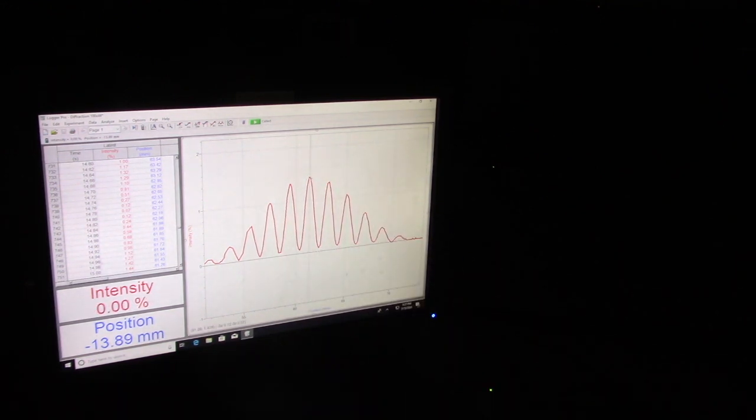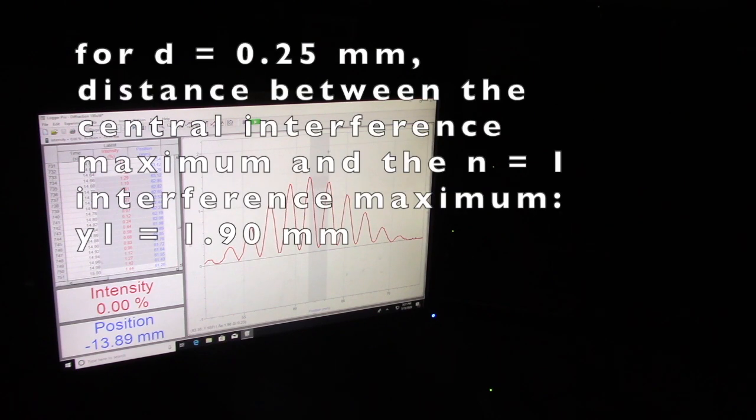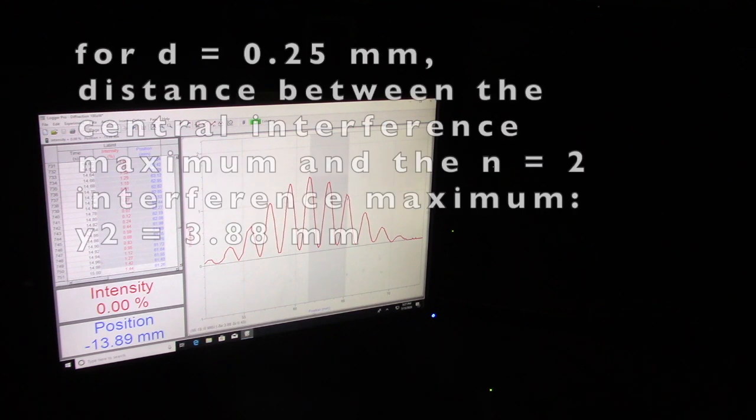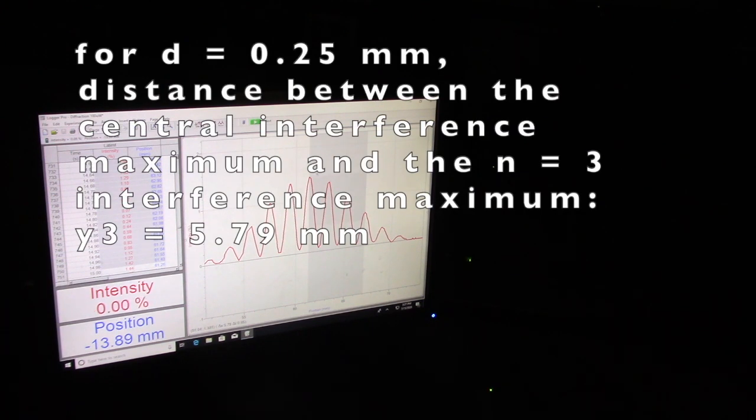So if we start there and then drag to the n equals 1 peak in intensity, we can measure the distance between them, which is 1.90 millimeters. Again start at the center and then drag to the n equals 2 peak of intensity, the distance here is 3.88 millimeters. We do the same thing for n equals 3. Distance is 5.79 millimeters.